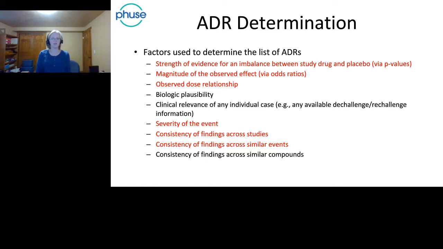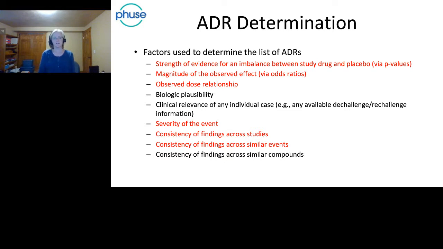Are there alternative ways in which that event could have occurred? Or is there any re-challenge or de-challenge information, right? Even just a couple cases with some de-challenge or re-challenge information could be all you need to decide that something is an ADR. How severe the event is, right?